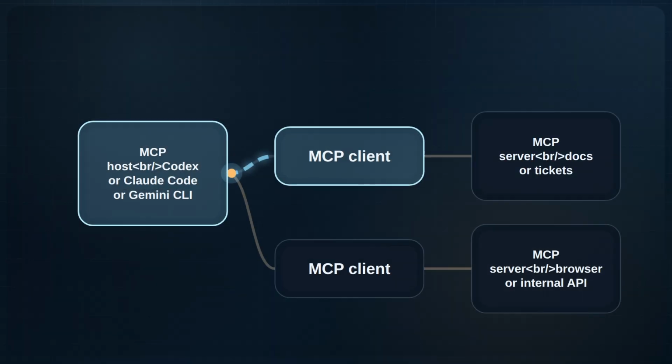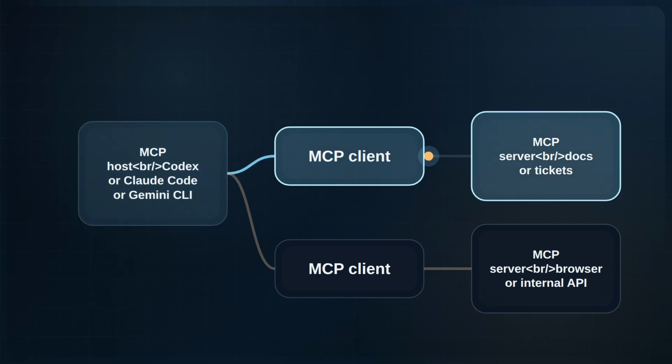The official MCP architecture starts with 3 roles: host, client, and server. The host is the application the human is using. In this video, that means Codex, Claude Code, Gemini CLI. Inside the host, there is an MCP client for each server connection. The server is the external system exposing capabilities.